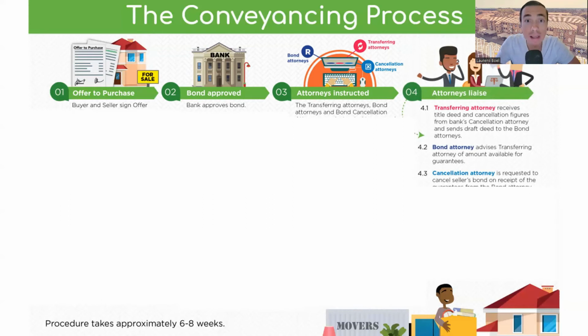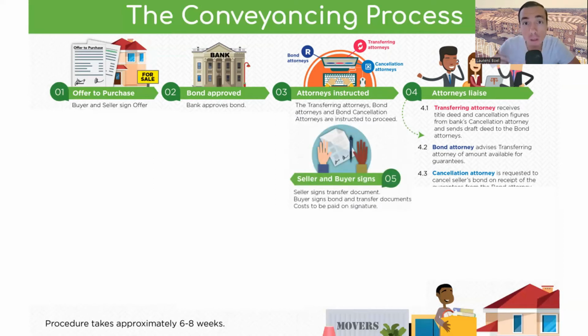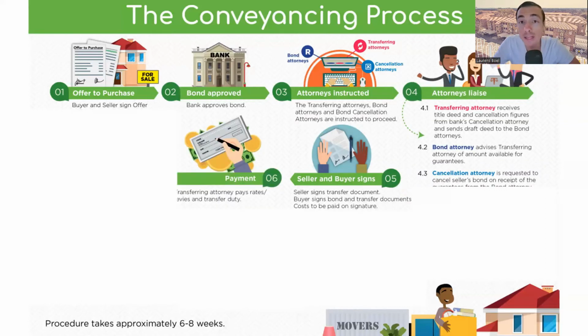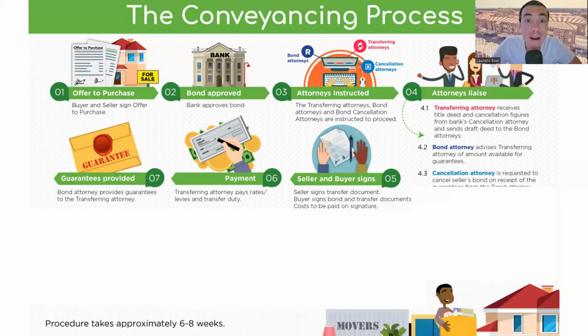Now, the attorneys all have to get along and they have to communicate. Your transferring attorney receives the title deed, your bond attorney advises the transferring attorney, and then the cancellation attorney requests the cancellation of the seller's bond. At that point, transfer documents are put together, and both the buyer and the seller have to sign these transfer documents. The transferring attorney then pays the rates and taxes, the levies, and the transfer duty, which is payable to SARS. The bank's attorney then has to provide a guarantee to the transferring attorney that states this amount has been allocated and will be paid.